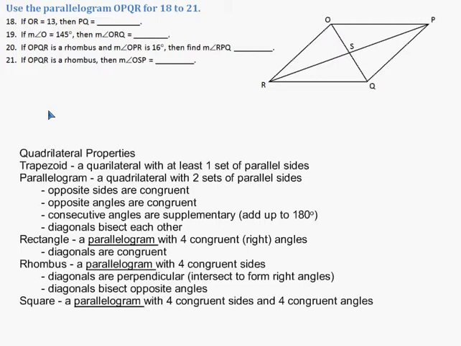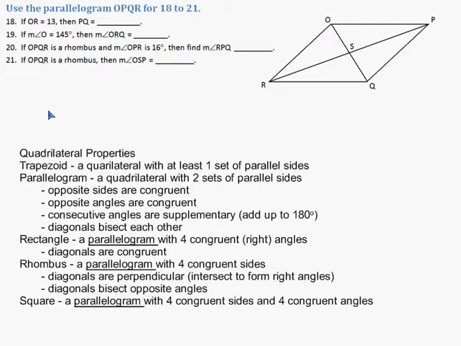So a square has properties of all the things above it. It's a parallelogram, so it has all those properties. It's a rectangle, it's got that property, and it's a rhombus, so it has those two extra properties. So using those different properties, we can answer these four questions and the next questions on the next slide.